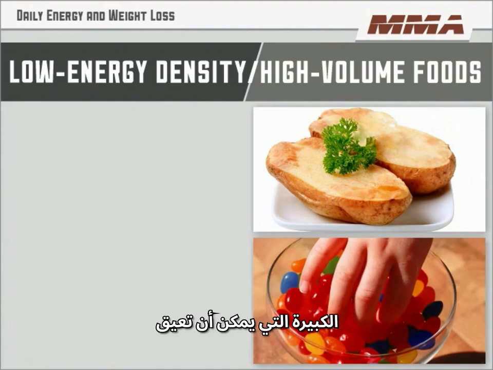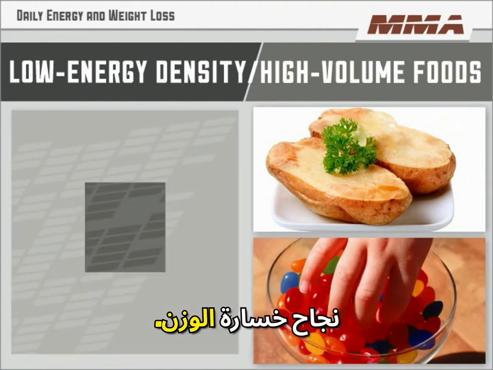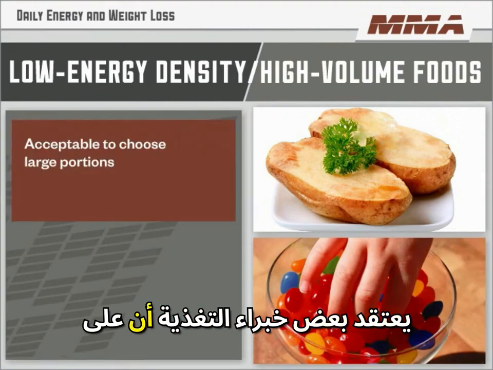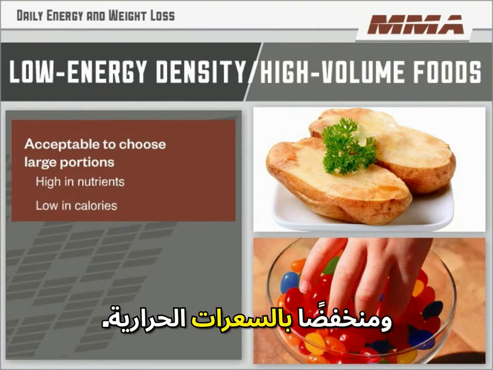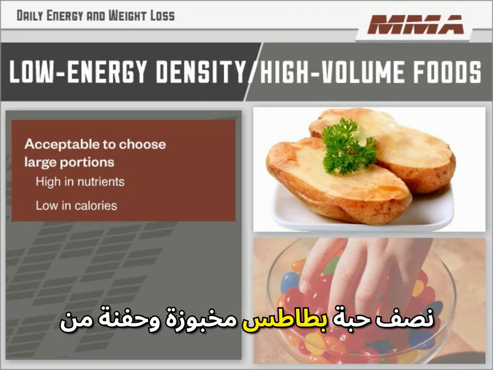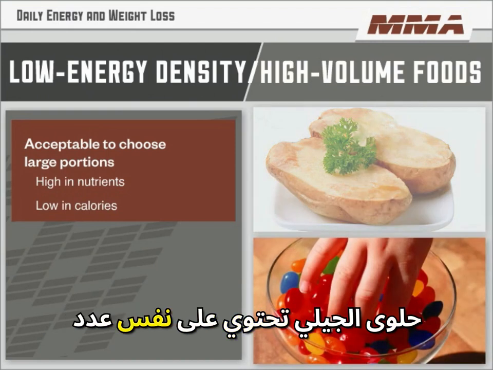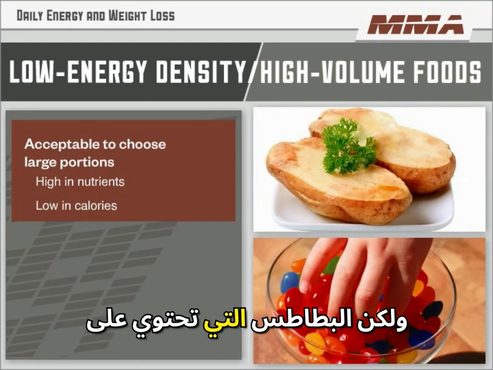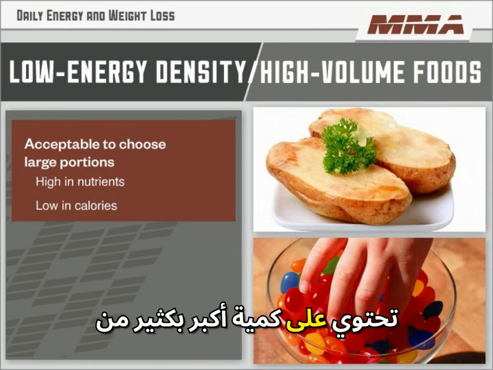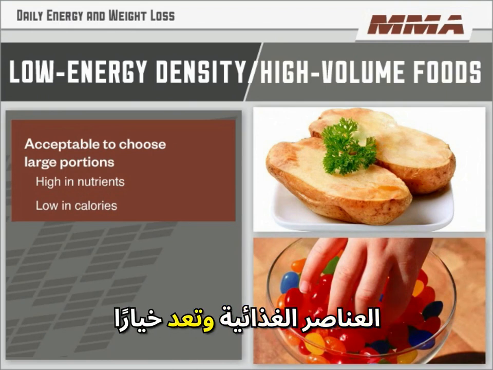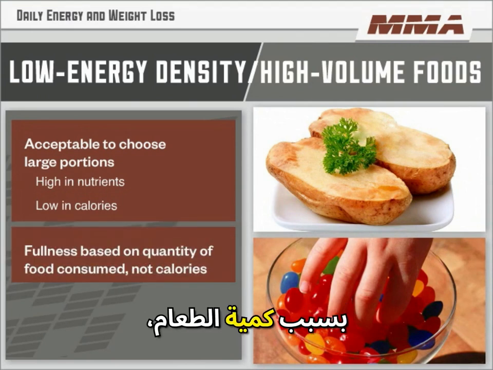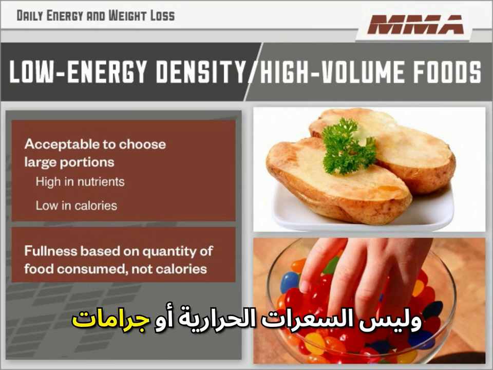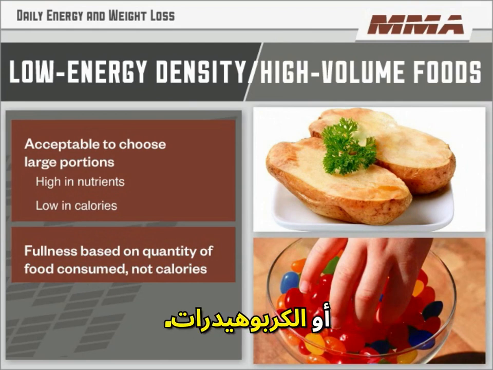It's not just large portions that can derail weight loss success. Some nutritionists believe that people should choose large portions if the food is high in nutrients and low in calories. For example, half of a baked potato and a handful of jelly beans have about the same number of calories, but the potato, with fiber, vitamins, and minerals, is far more nutrient-dense and a better weight loss choice. People feel full because of the amount of food, not calories or the grams of fat, protein, or carbohydrates.